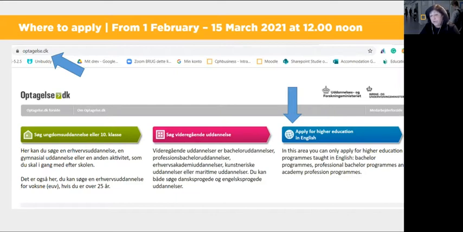When you see this window, you can see that the only one that is in English is the blue one. Click on that. Through this website, you are going to make your application. You are going to upload your PDF files.